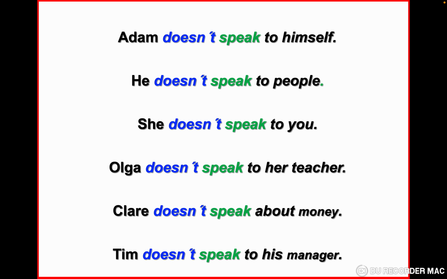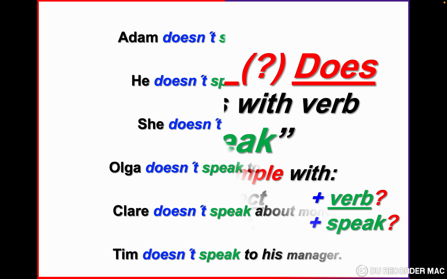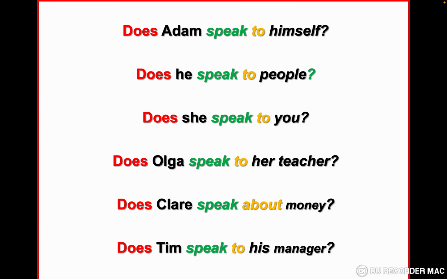Let's go to the question form and let's see if we are going to see S with the verb or not. Of course not. We are not going to see the S with the verb because it's the question form. So in the negative form and question form, don't put S to the verb with he, she, it. So does Adam speak to himself? Does he speak to people? Does she speak to you? Does Olga speak to her teacher? Does Claire speak about money? Does Tim speak to his manager?